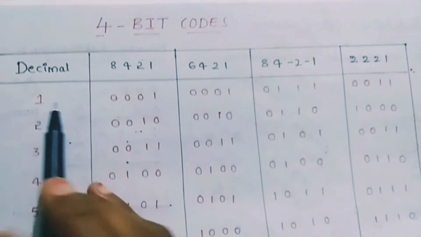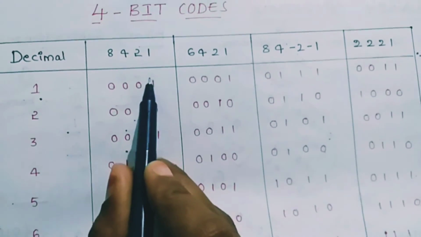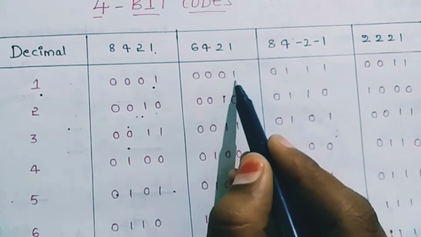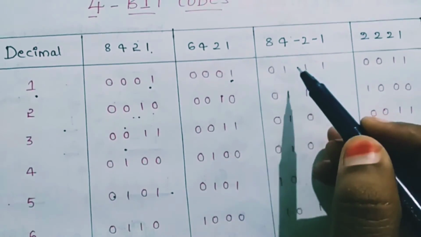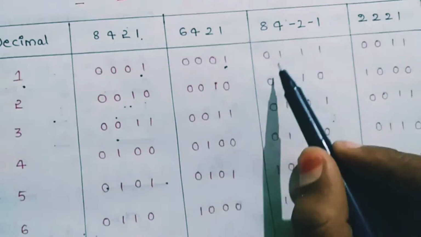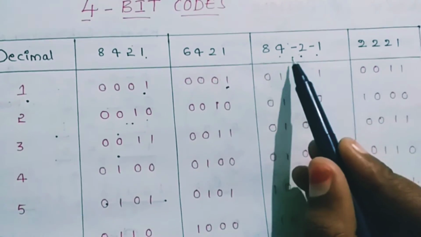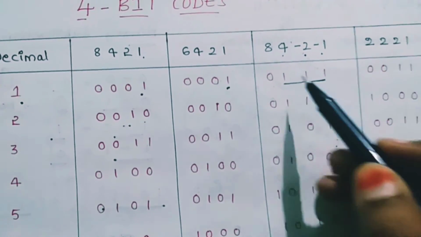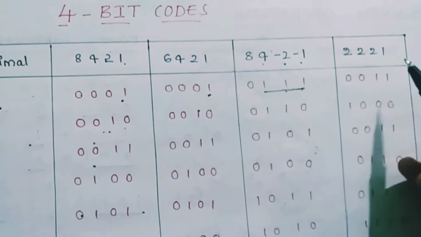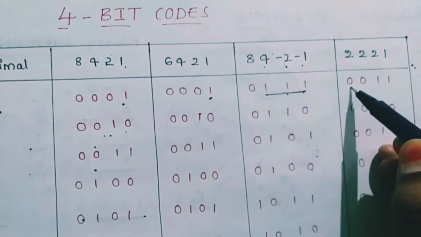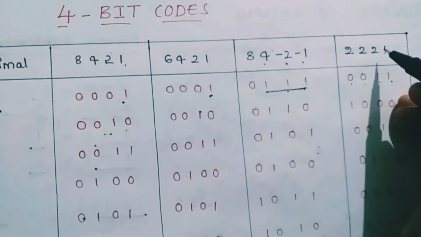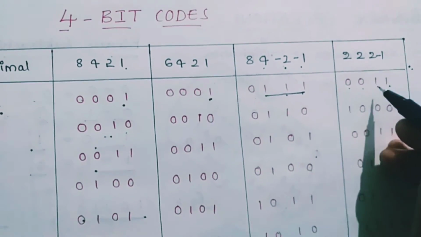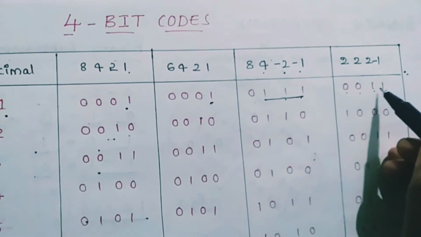Let's observe this. In decimal 1, here we represented 8421. Here we have 1, so we keep 1 here. In 6421 we have 1 here, so we put 1 here. In 84 minus 2 minus 1, 4 minus 2 minus 1, we get 1 only, so we using these 3 digits, we keep 1 here. In 2221, 0, 0, 1, 1. Here we get 2 minus 1, which is 1. So we get 1, and we keep 1 here.